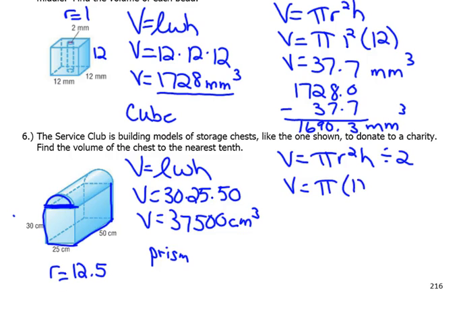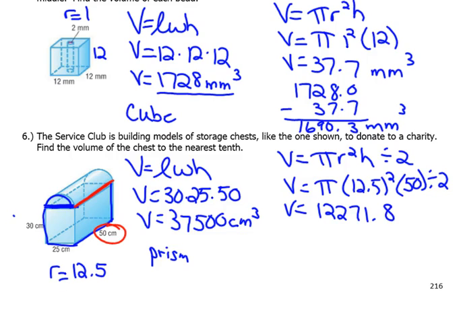So we're going to have pi times 12.5 squared. The height is how far back this is going, which is your 50 centimeters. You have to make sure sometimes that we're getting the right numbers. Then I divide by 2 because I only have half. So pi times 12.5 squared times 50 divided by 2 gives me 12,271.8. I'm rounding to the nearest tenth because that's what it told me to do. Centimeters cubed. Now I have to add these two together because I need the prism on the bottom and the half cylinder on top.